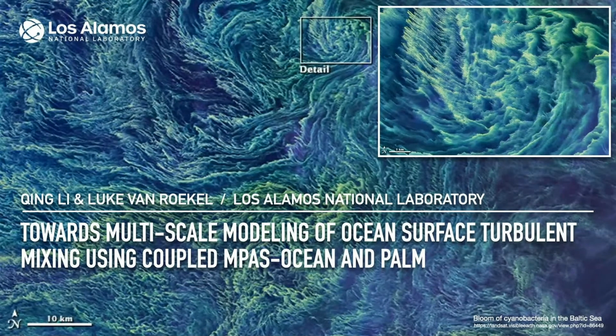So I would like to start from this background image. This is one of my favorite pictures. This is showing a bloom of cyanobacteria in the Baltic Sea, and the structures you see are the abandoned structures in the ocean. In the detailed box here, you can see clearly it's an eddy, but on top of that, you see much finer structures that look like laminar cells. So this is a nice illustration of the multi-scale nature of the ocean physical processes. So I like it very much.